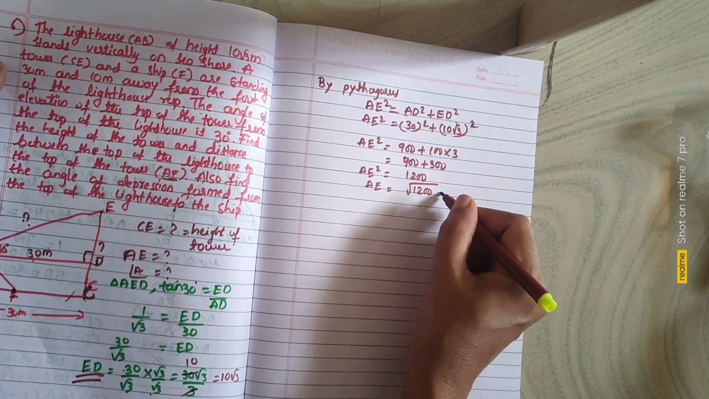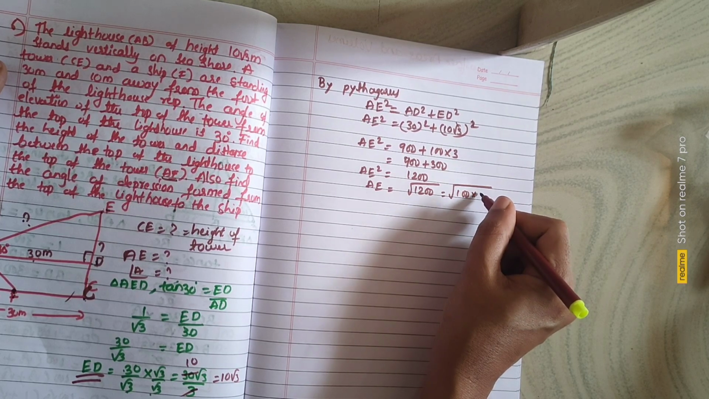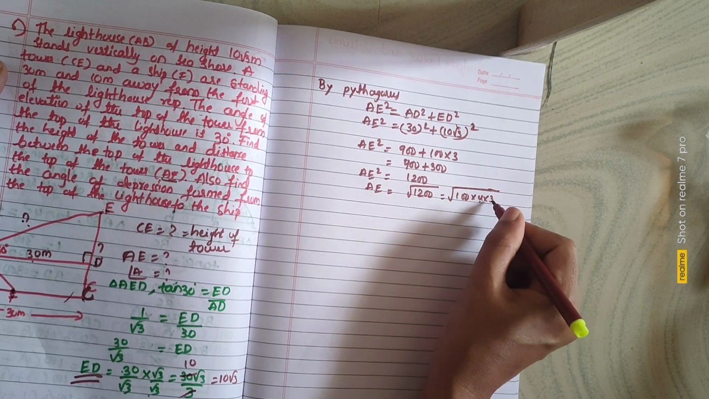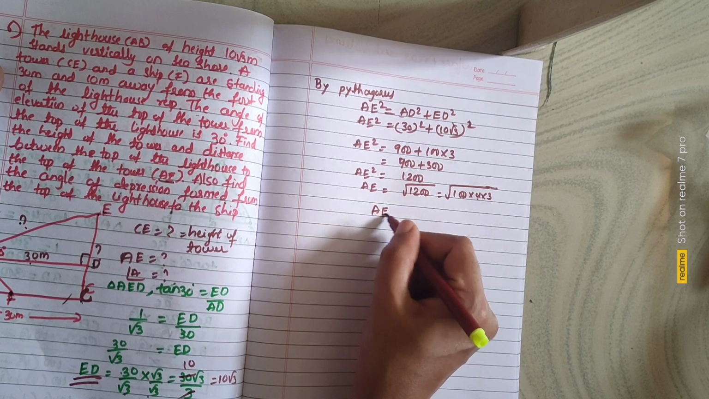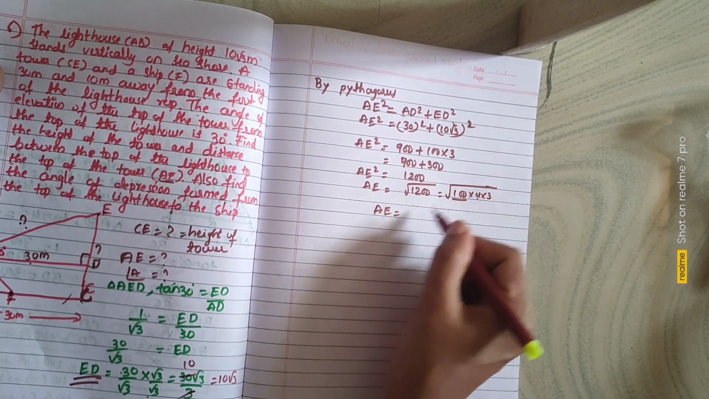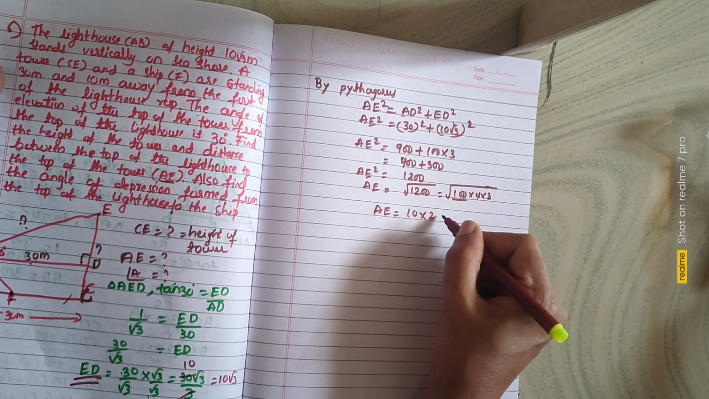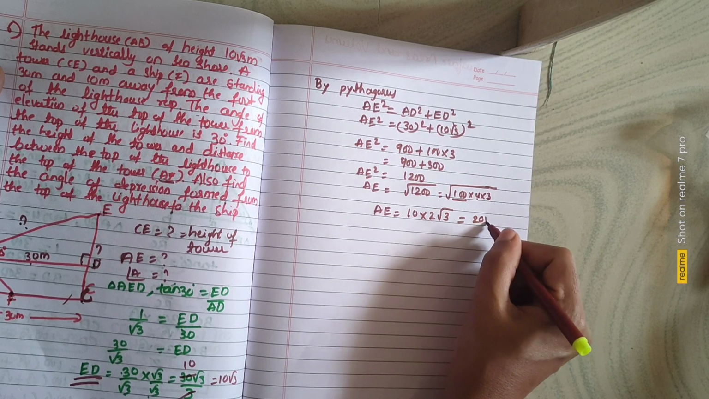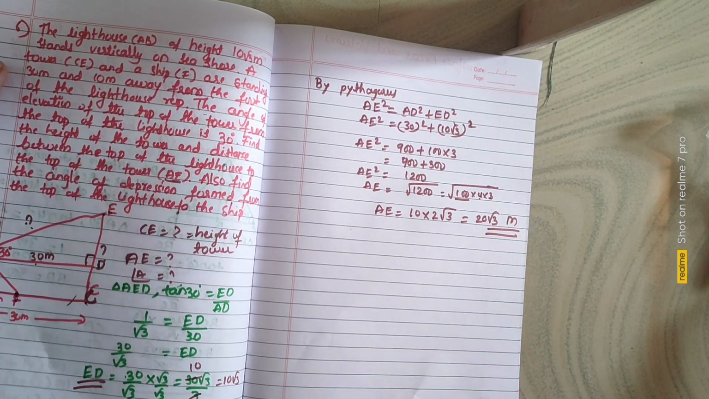This can also be written as 100 into 4 into 3. 4 times 3 is 12, and 12 into 100 is 1200. So I write AE as root 100, which becomes 10, root 4 becomes 2, and we are left with root 3. That is 20 root 3 meter. This is the AE. So we have the value of AE.